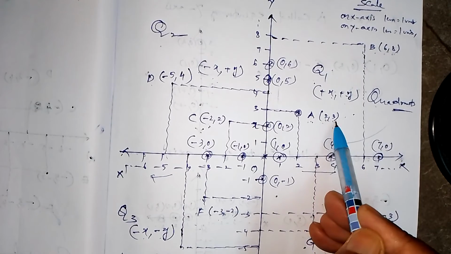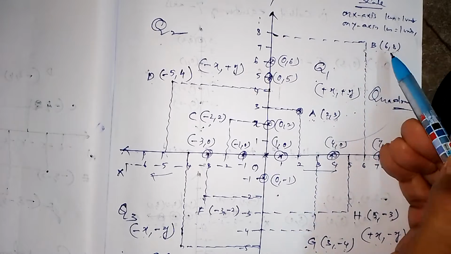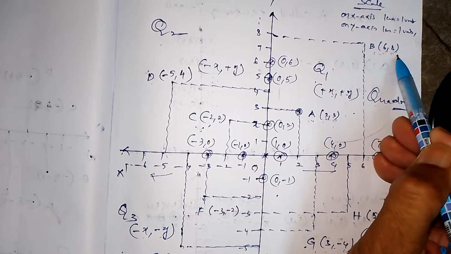So it is denoted as (2, 3). Similarly, the second point B is (6, 8).